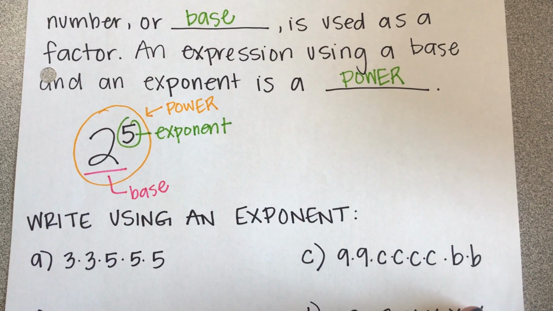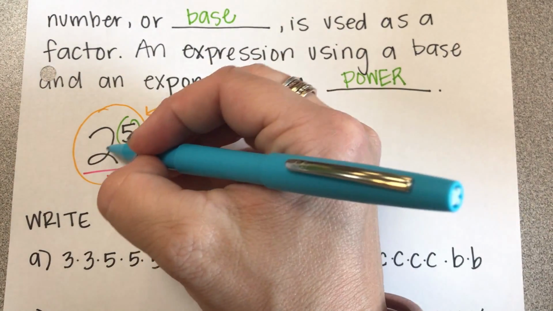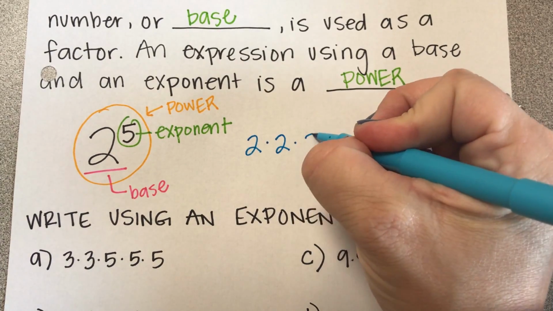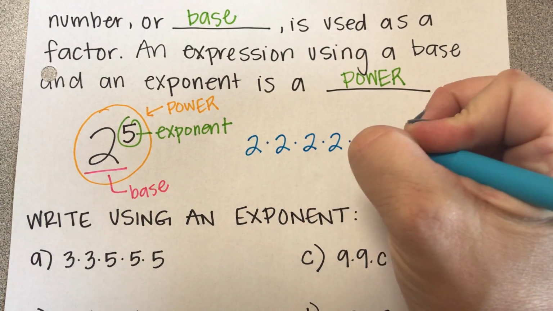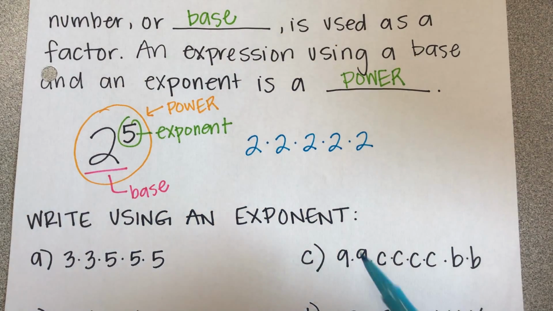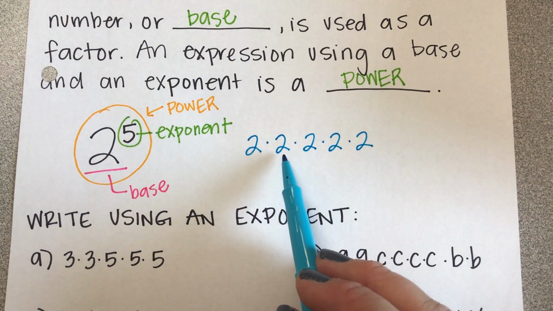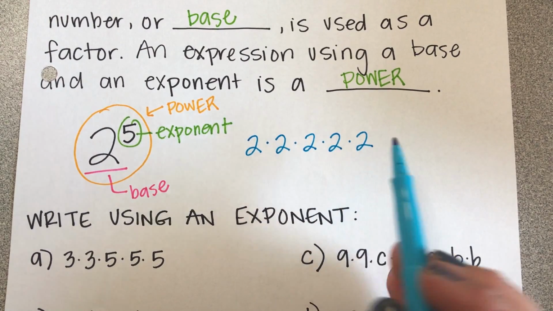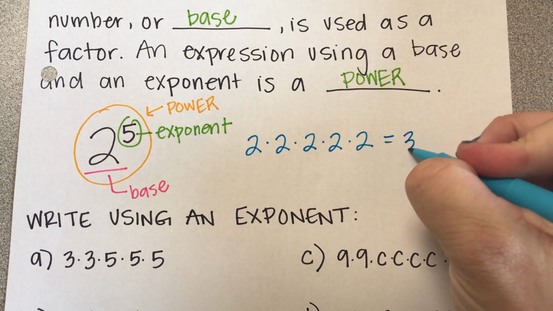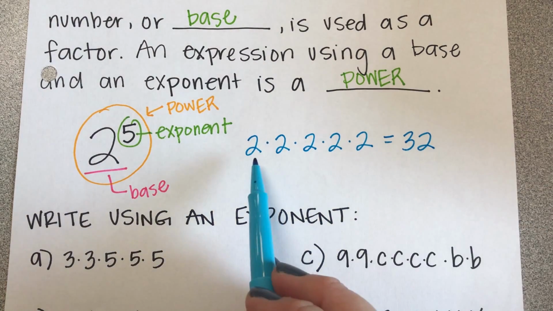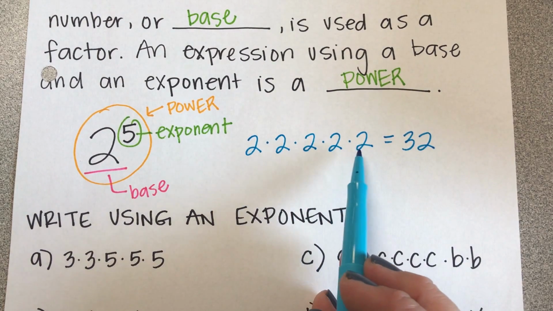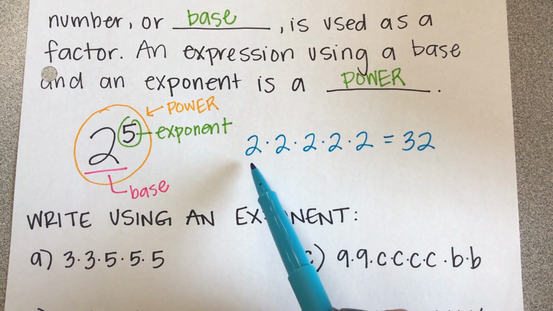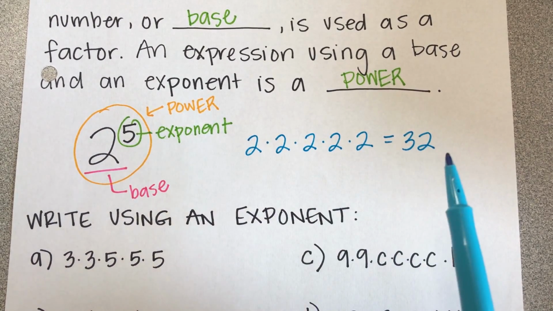In a multiplication problem, for example, 2 to the 5th power means 2 times 2 times 2 times 2 times 2. 2 times 2 is 4, 4 times 2 is 8, 8 times 2 is 16, 16 times 2 is 32. So 2 times 2 times 2 times 2 times 2. Another way of writing that is 2 to the 5th power, because it's 2 being used as a factor 5 times.